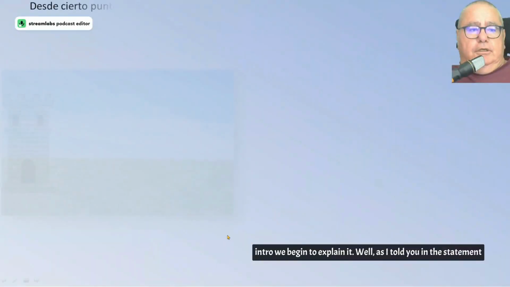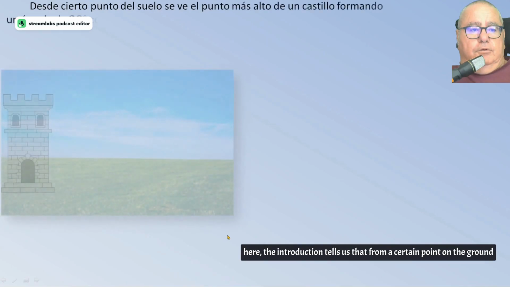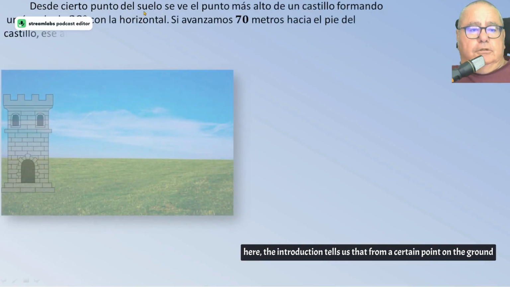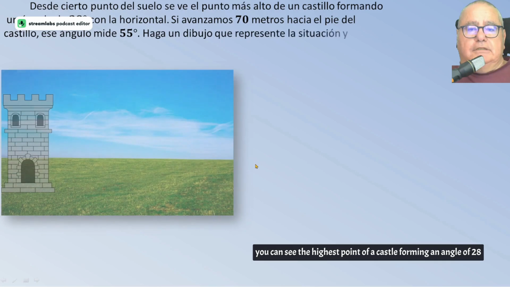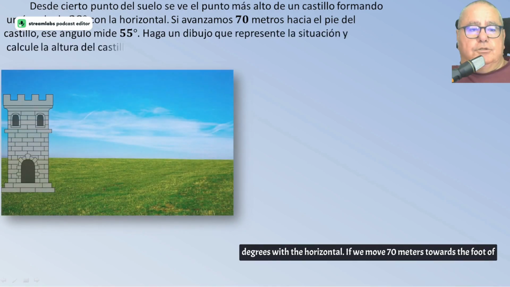Well, as I told you in the statement here, the introduction tells us that from a certain point on the ground you can see the highest point of a castle forming an angle of 28 degrees with the horizontal. If we move 70 meters towards the foot of the castle, this angle now measures 55 degrees. Make a drawing that represents the situation and calculate the height of the castle.